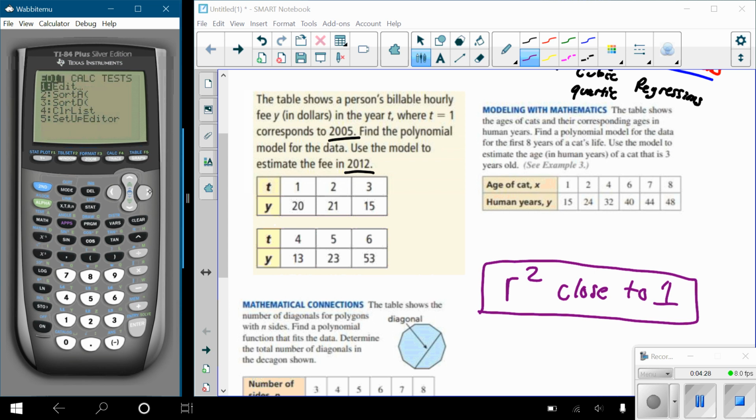So I'm going to go back to stat. I'm going to go back to calculate. I'm going to say, hey, maybe I need a 3rd degree to fit this data. Okay. I'm going to do my cubic regression. There we go. I got R squared is 0.99966.